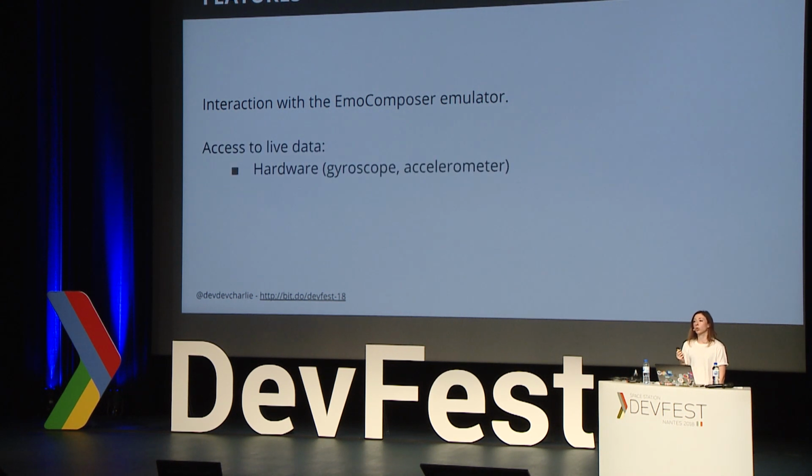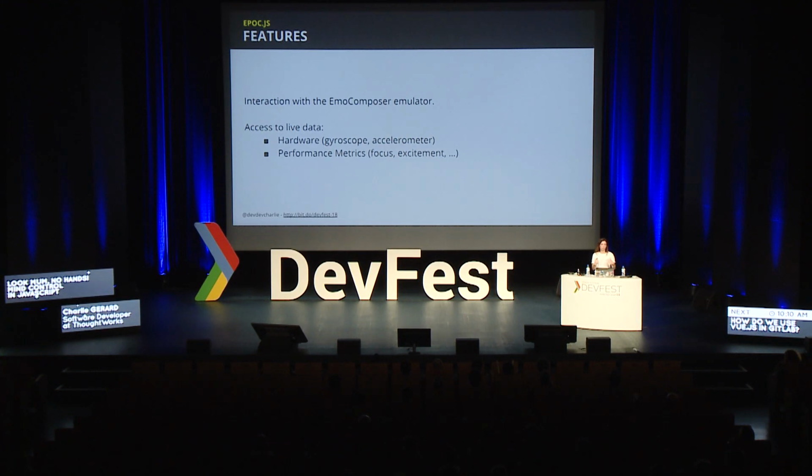And when I say live data, I'm not talking about raw data, but you get some events, but I'll talk about that a bit later. So you have access to the hardware. The sensor has a gyroscope and accelerometer, so when you move it around, you can get the X and Y data. You have access to performance metrics, so you have access to the level of focus and excitement if you want to build apps with that. You have access to facial expressions. There's a predefined list, but you can track if you're smiling, blinking, winking, or looking right, looking left, etc.